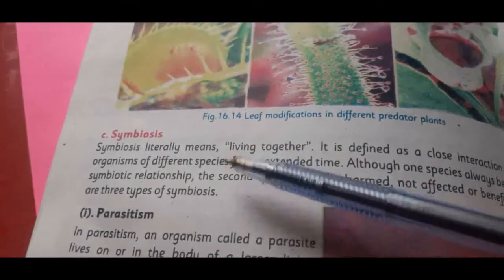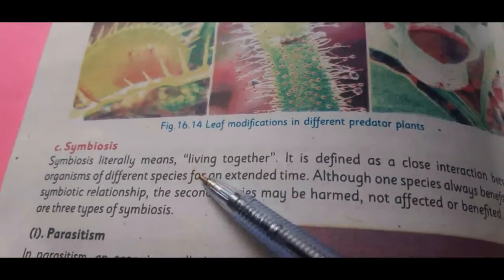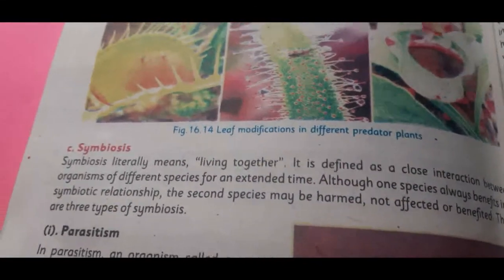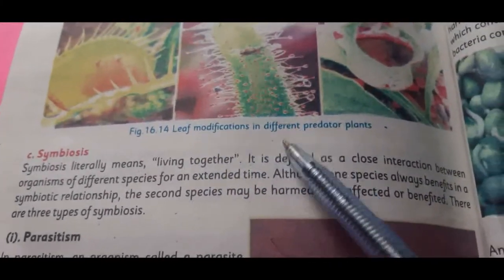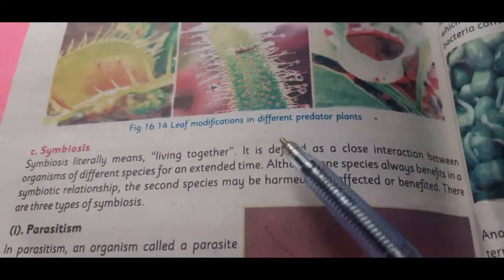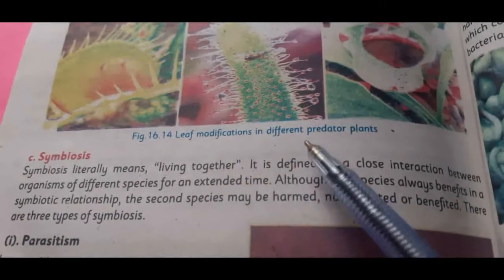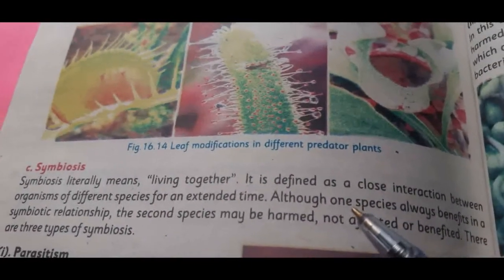Third is symbiosis, and symbiosis means living together. So it's a mutual and a close association of living organisms with each other, right? What happens in this case? Either both of the living organisms are benefited, or only one of the organisms is benefited, or one is benefited and the other is neither harmed nor benefited.